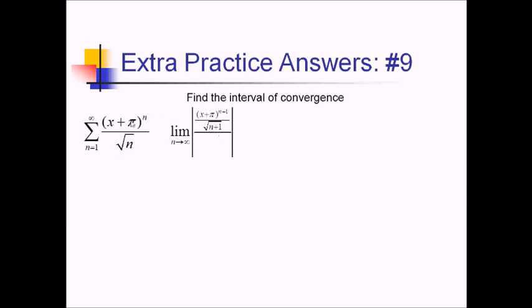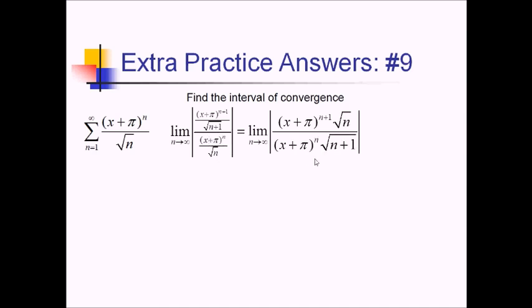Downstairs, we just have the original. Same change flip. We've got x plus pi to the n plus 1 times radical n upstairs. Downstairs, we've got radical n plus 1 times x plus pi to the n. And now I can cancel out this x plus pi expression here, or at least most of it. Using my exponent rules and subtracting, I'm just going to have an x plus pi to the first power upstairs to go with that radical n.